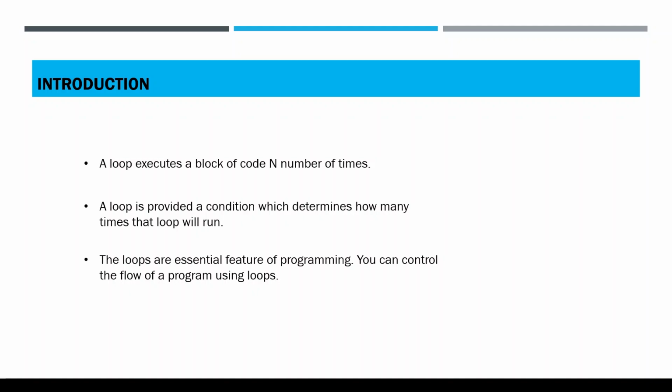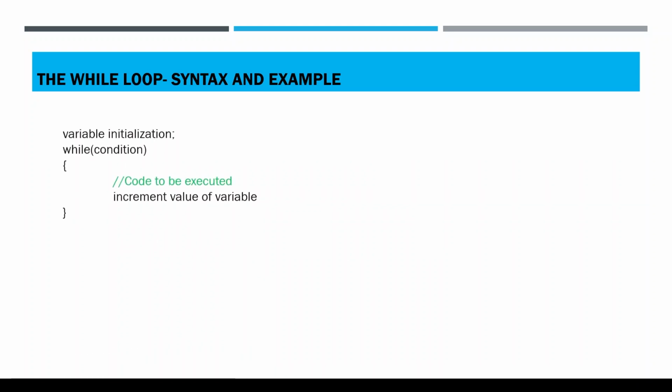Now let's take a look at the syntax of the while loop. The variable is initialized before the loop. Then a condition is provided to the while loop. That condition will determine how many times a loop will run. Then inside the curly braces, we write the code that is to be executed multiple times, and at the end of the loop, we increment the value of a variable.